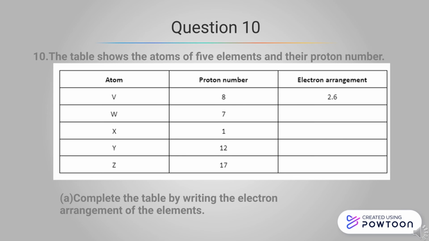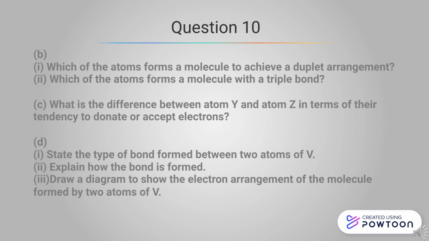Now, let's go through the last question, question 10. This question provides us a table of the atoms of 5 elements and their proton number. Question 10a requires us to complete the table. Question 10b, c, and d are about the ionic bond, covalent bond, and the electron arrangement. Please have a look at the questions.